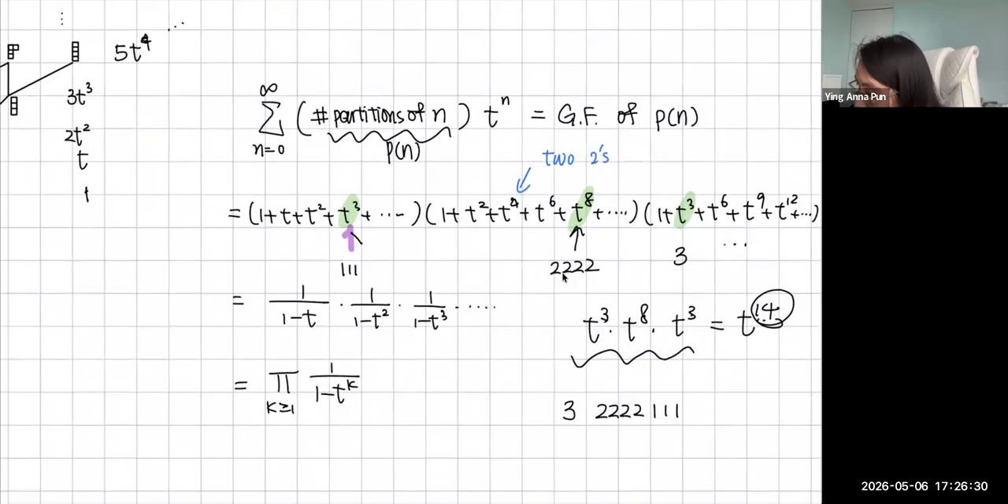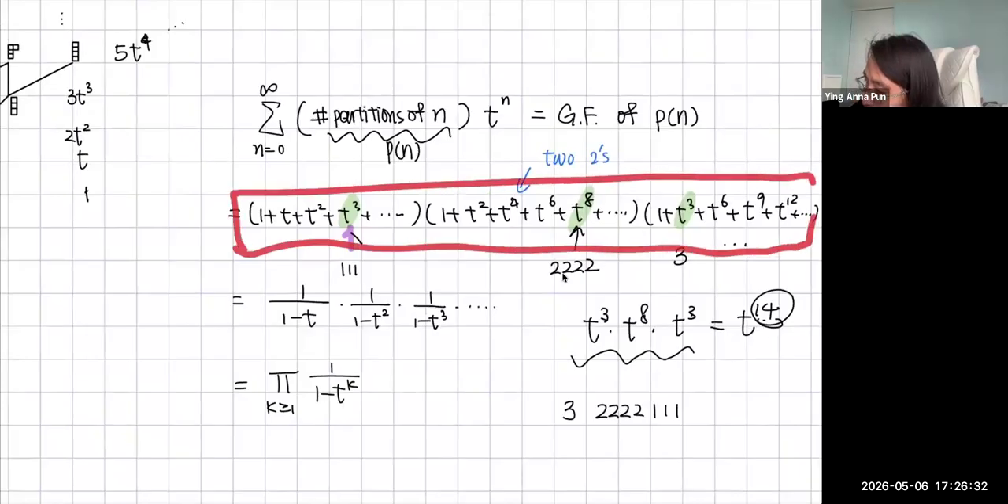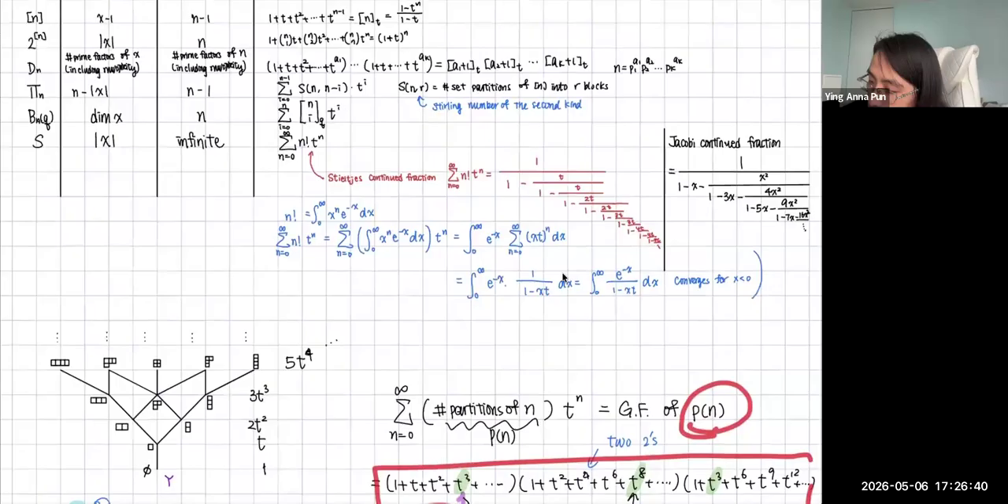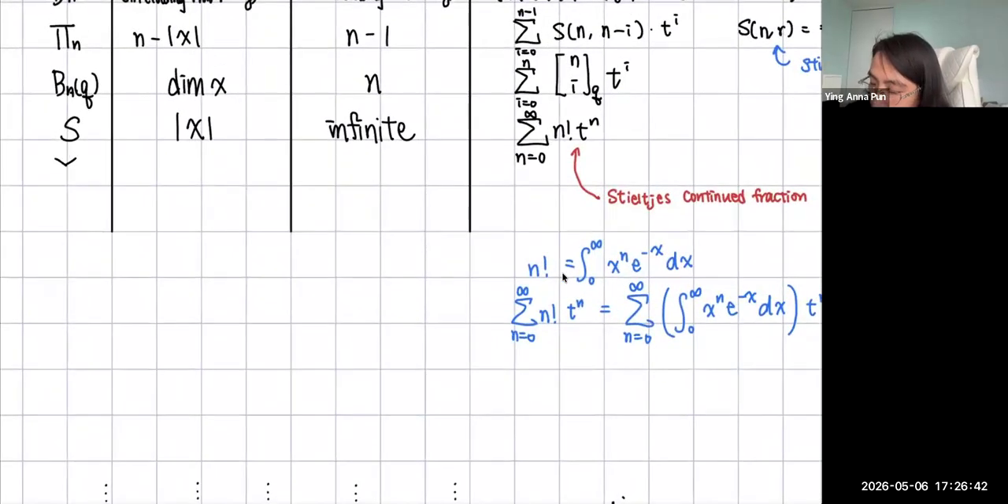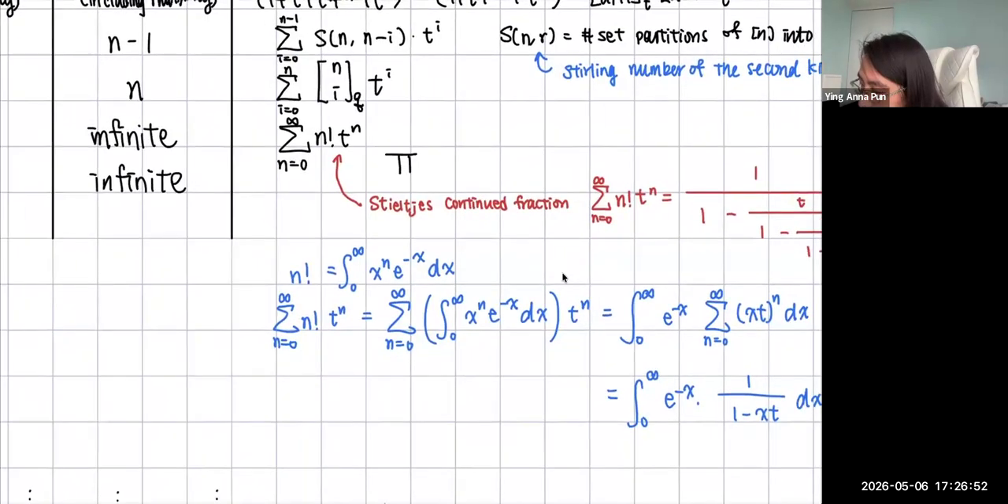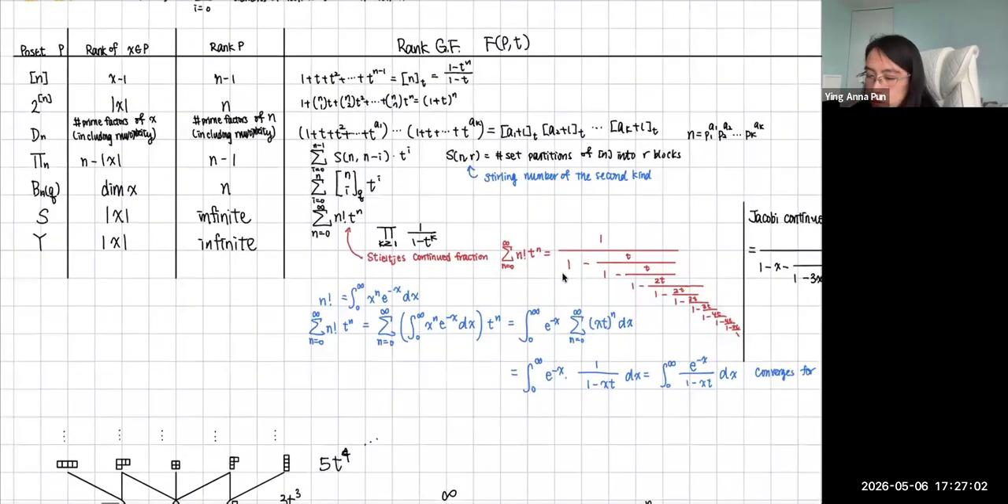Therefore, this gives you the generating function to count partitions. And that is also the same as your rank generating function. So to complete the table, this is y, this is the number of boxes in the partition. Again, this is infinite. And then your rank generating function is very nice: the product over k bigger than or equal to 1 of 1 over 1 minus t to the power k. So that gives you all the rank generating functions of all the examples that we have discussed during all these lectures.